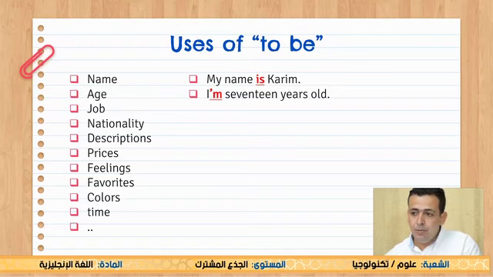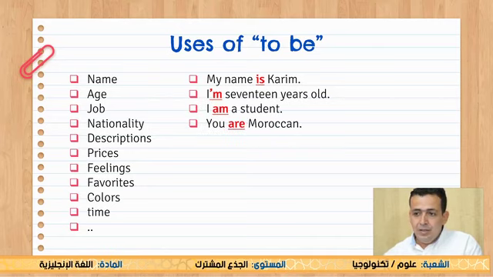Look at the third. It is a job. If you want to describe your job, you need the same verb. So, for example, okay, I am a student. So, is a student. Let's see nationality. You are Moroccan. I am Moroccan. Maybe we can talk about other people. Peter is British. Paulo is Spanish, etc. So, when we describe nationalities, etc., we need the same verb.